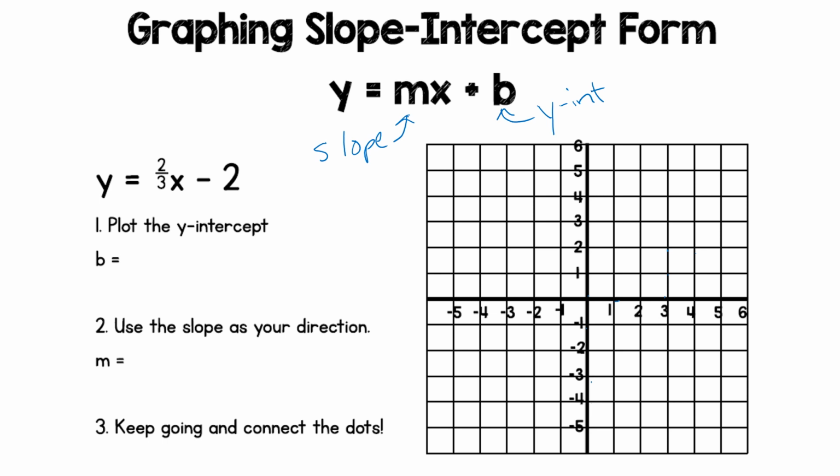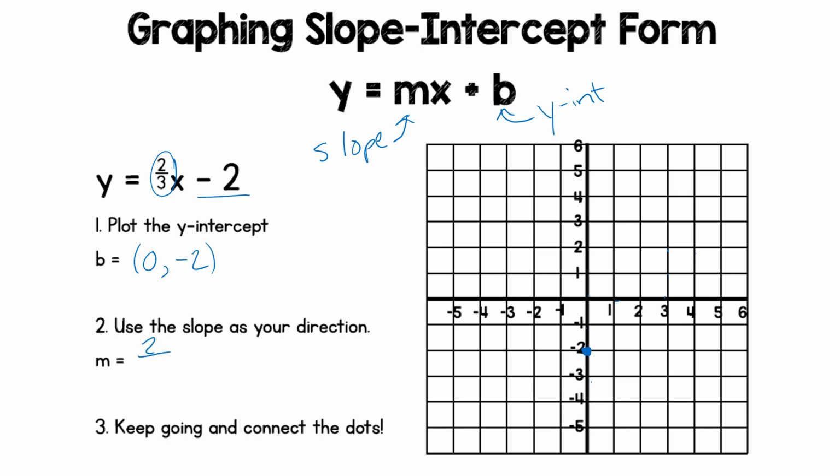So first plot the y-intercept. In this case, your y-intercept is -2, so we need to plot the point (0, -2). And then to know which direction your line is going in, you're going to use your slope. And your slope here is 2/3.